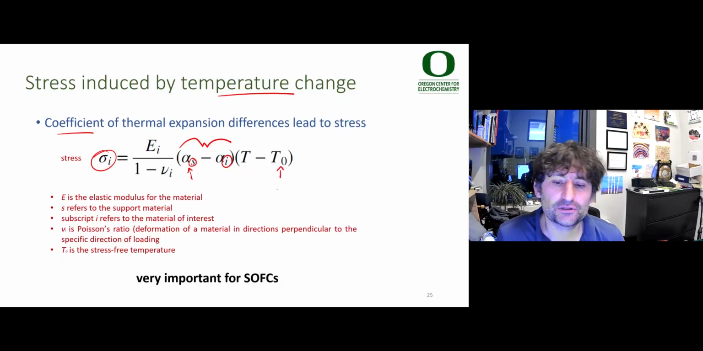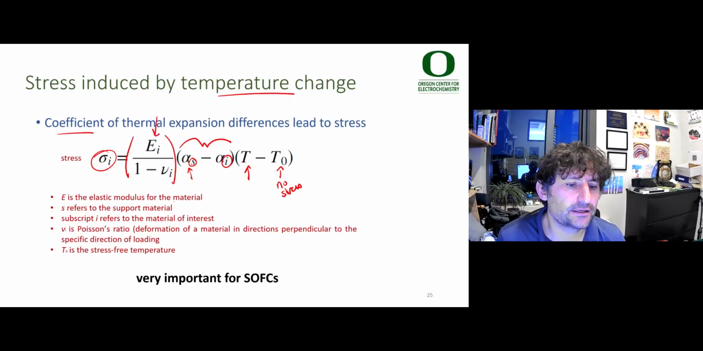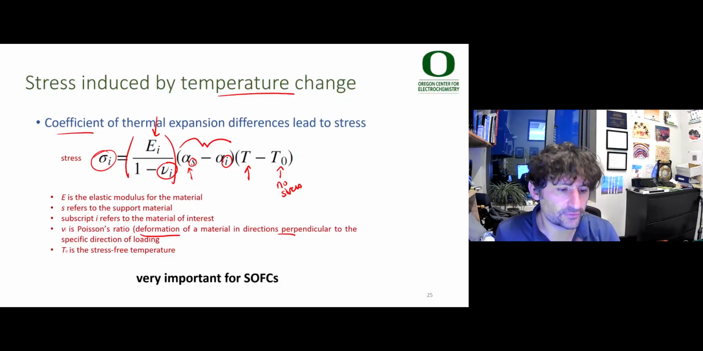T naught is going to be the temperature where there is no stress in the system, and T is the active temperature. And this term out front has to do with the elastic modulus of the material, so how easily it is deformed, divided by 1 minus the Poisson ratio. And this is really a mechanics term that describes how deformation happens in a material in directions perpendicular to the specific direction of loading. These are very important for fuel cells, solid oxide fuel cells, but for low temperature devices like PEM fuel cells, this is not as important.